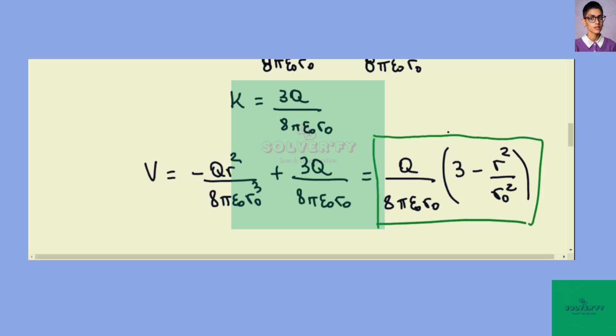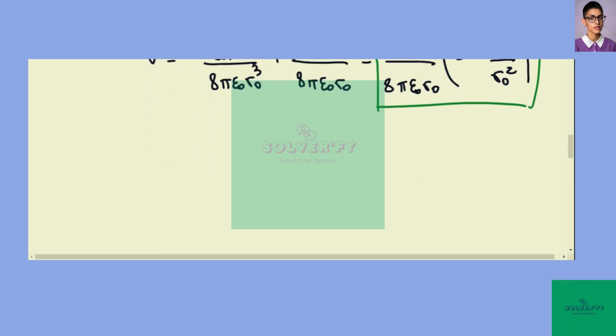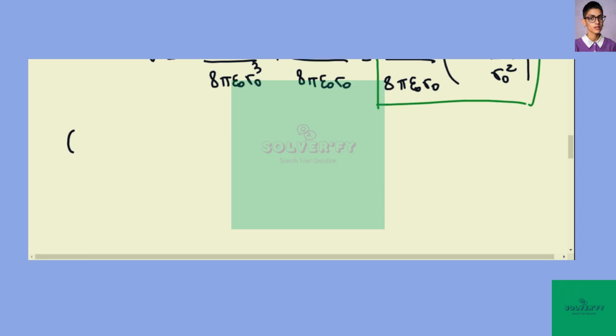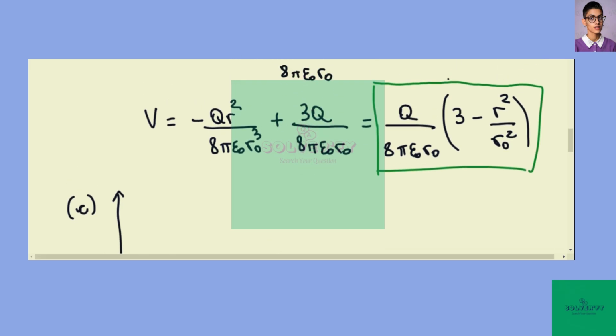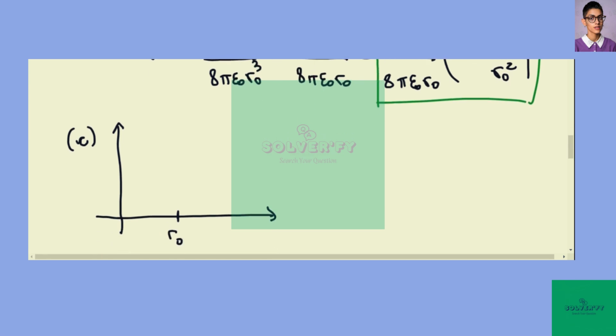Then finally, in question D, we have to plot V and E as a function of r. So let's start with V. Notice that V for r smaller than r0 is this value here. So it's a parabola, but a decreasing one, until it reaches the value.